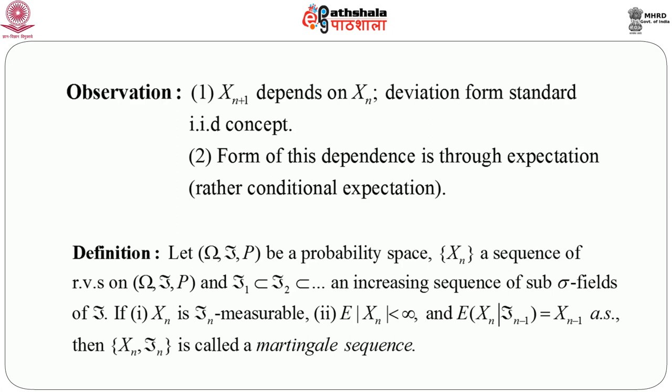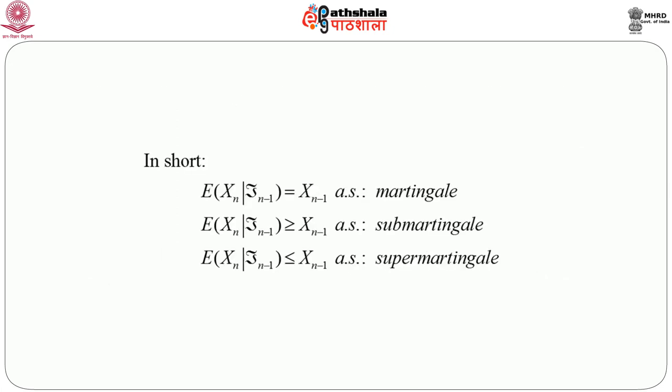And this is very important: consider script F1 is a subset of script F2, is a subset of script F3, and so on. That means we consider script Fi, i greater than or equal to 1, as an increasing sequence of sub sigma fields of script F. Now remember, all these sub sigma fields are coming from script F.